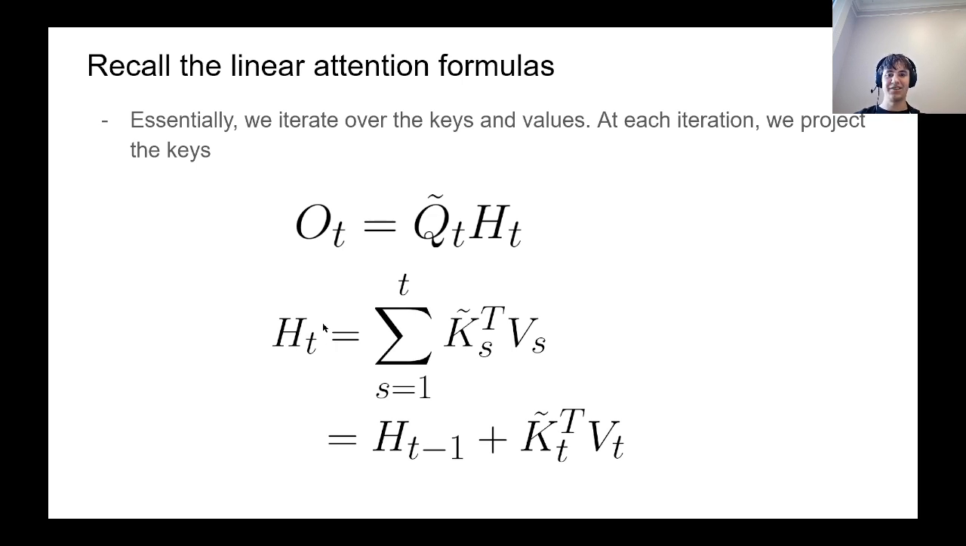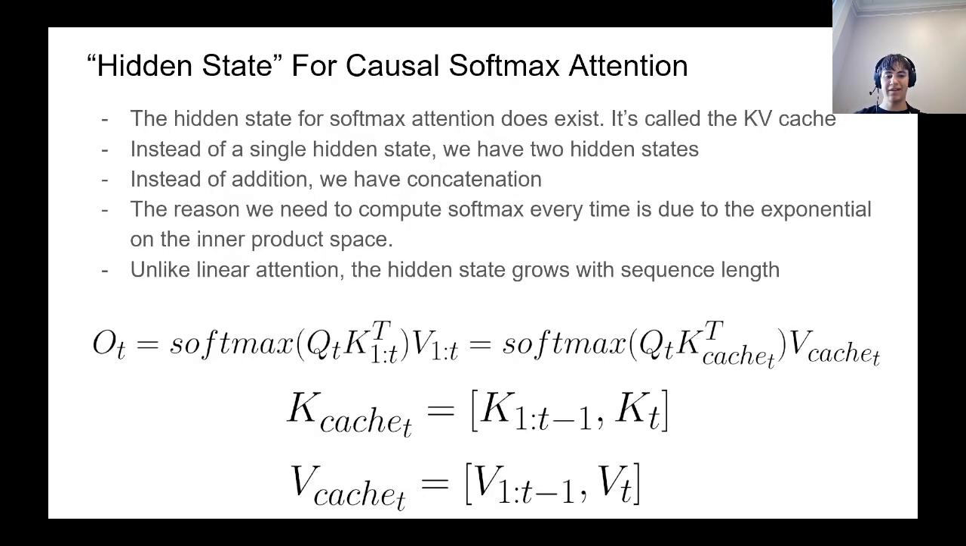So recall the linear attention formulas. The hidden state is obviously the previous hidden state plus the outer product of our keys and our values. Awesome. The hidden state is d squared. Easy as that. Transformers, on the other hand, or softmax attention, are much more complicated. Basically, you do have a hidden state, and this is called a KV cache. So if you've heard of a KV cache, this is where it comes from.